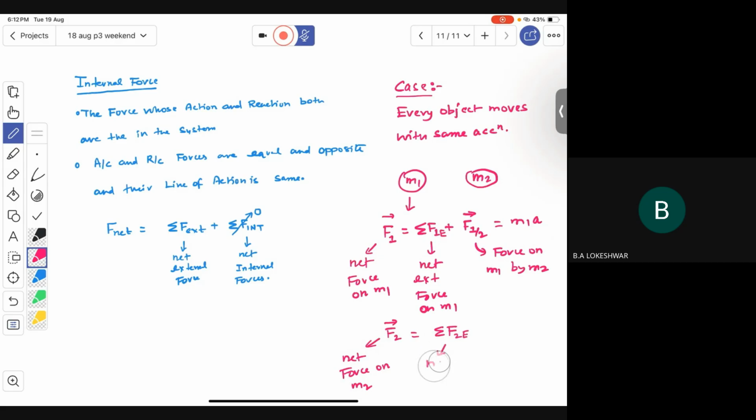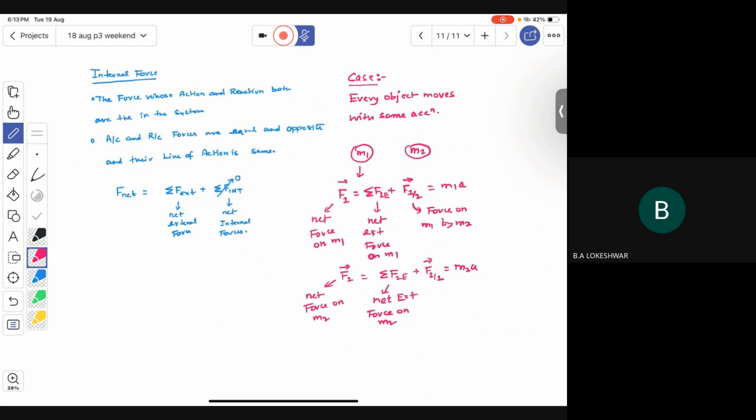F2E means whatever forces act on it that are not coming from the system, but from something outside the system. So F2E means the net external force on M2. And what will be the only internal force? It's like a family having two members only; they can fight with each other, one pair only. So the force on 2 by 1, and that must be equal to M2 into A.